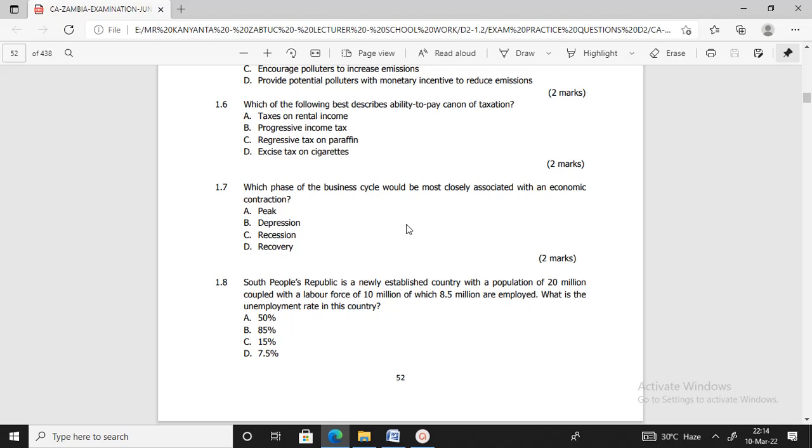So if out of 10 million workforce or labor force, 8.5 million are employed, it means that 1.5 million are unemployed. So the unemployment rate will be 1.5 over 10 times 100, and that will give you 15%. Unemployed out of the total labor force, 10 million, multiplied by 100%, that's going to be 15%.